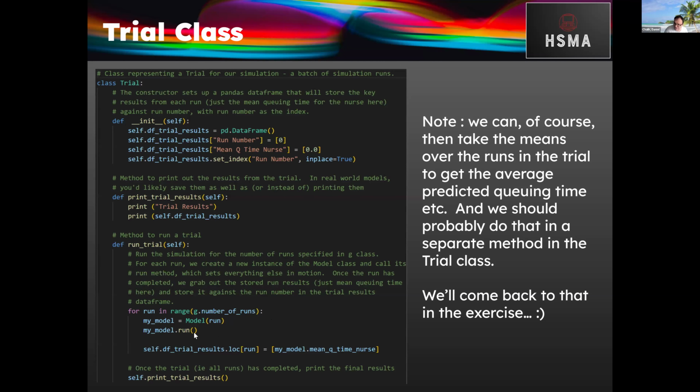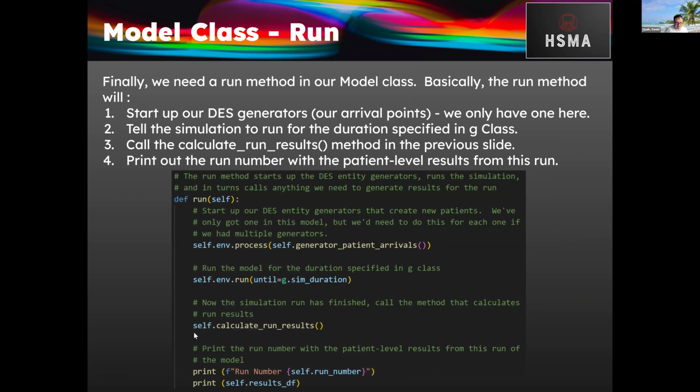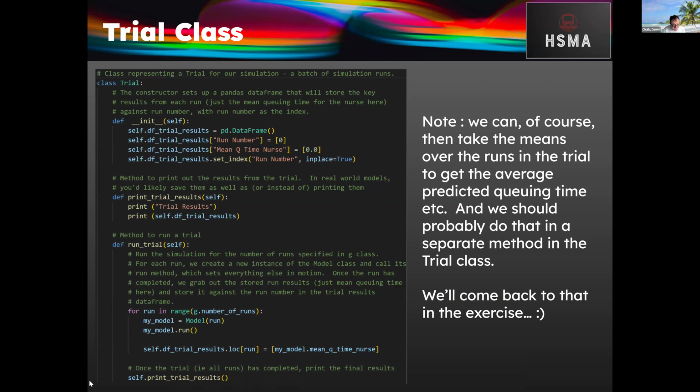Call the run method of that model class. This is where it gets a bit convoluted. So this was the run method of the model class, which basically said start up your arrival points, run the model, calculate the run results, and print out the results. So do that, and then store the results for this run in my trial data frame. Okay, and then once all of the runs have completed, i.e. you've got out the other side of this for loop, then print out the trial results.